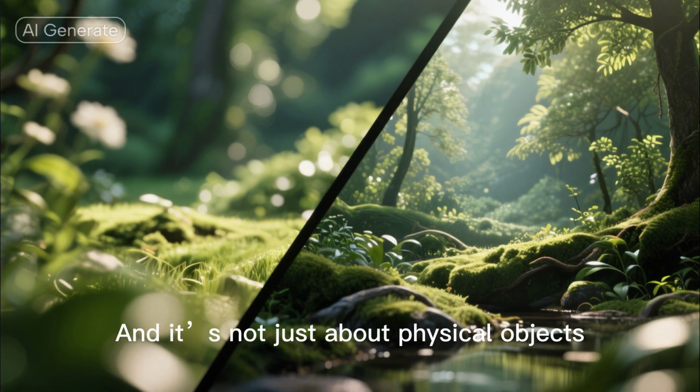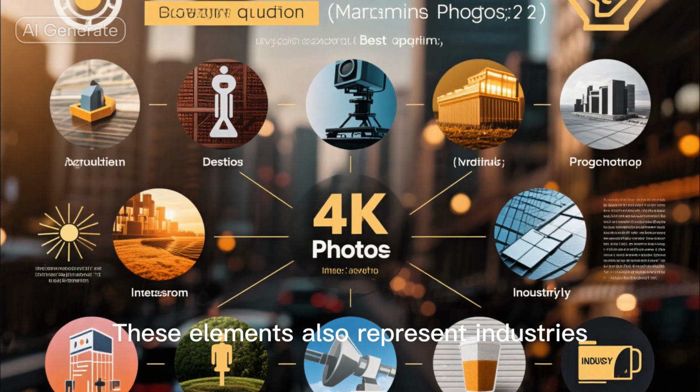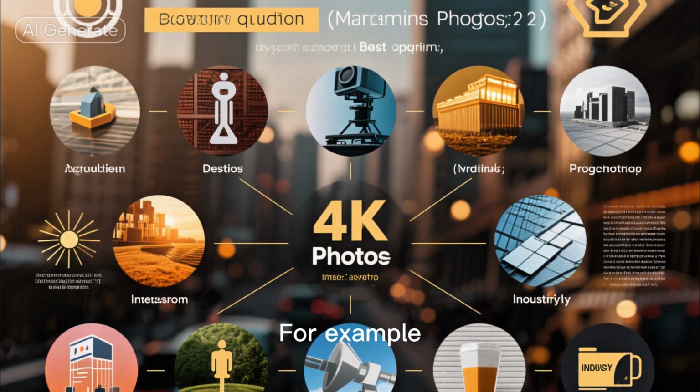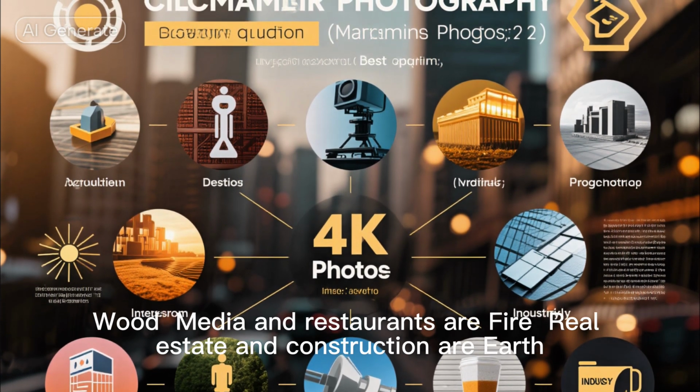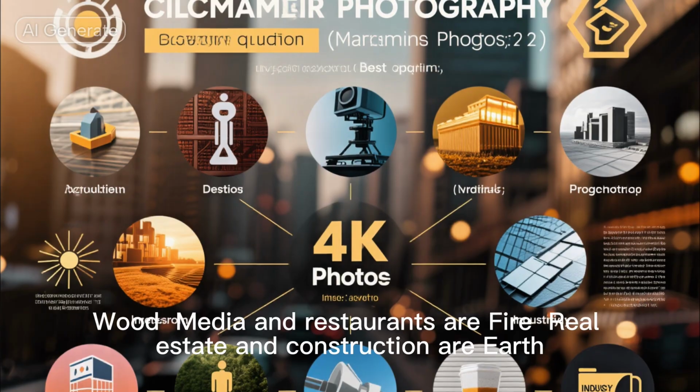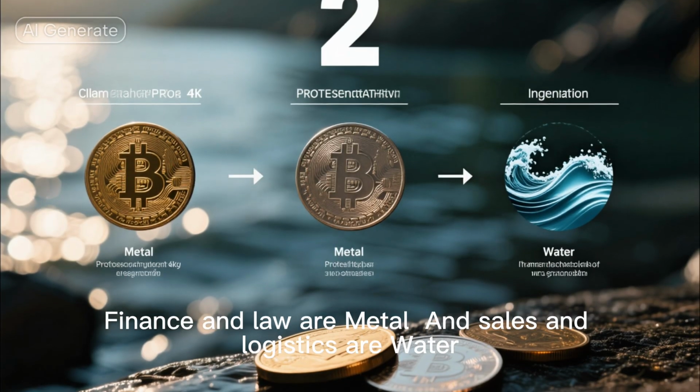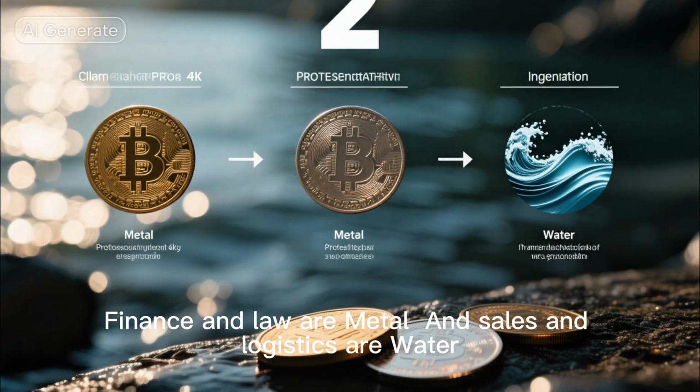And it's not just about physical objects. These elements also represent industries. For example, furniture and education are wood, media and restaurants are fire, real estate and construction are earth, finance and law are metal, and sales and logistics are water.